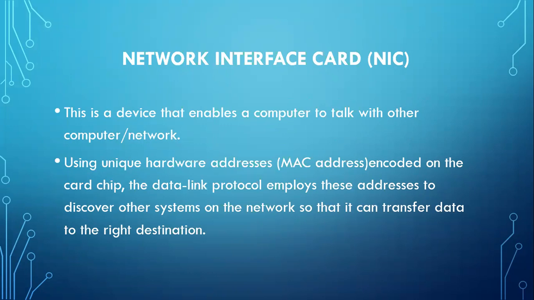So how this network interface card works is that it uses a unique hardware address that is encoded on the card chip, whereby the data link protocol, or just procedures or instructions, employs these addresses to discover the other systems around it on such a network so that they can transfer data or information to the right destination.